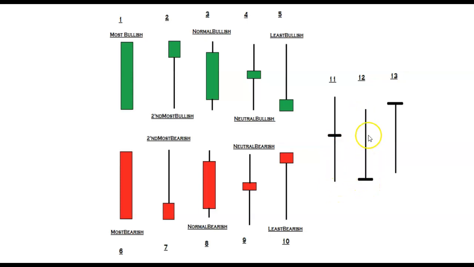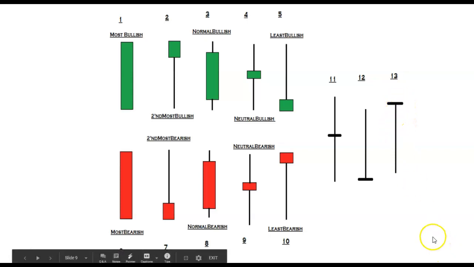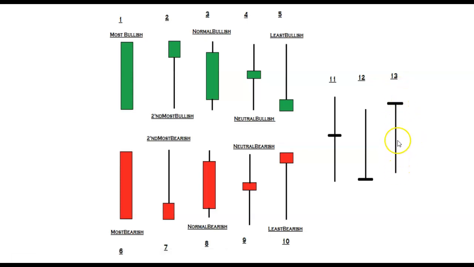This at the top of a range tells you that this move is over. This is kind of like a shooting star type of deal where it's been sold off and the move is over. And this candle at the bottom of a range is like a reversal candle. It means that people tried to sell it off and they bought it back up.